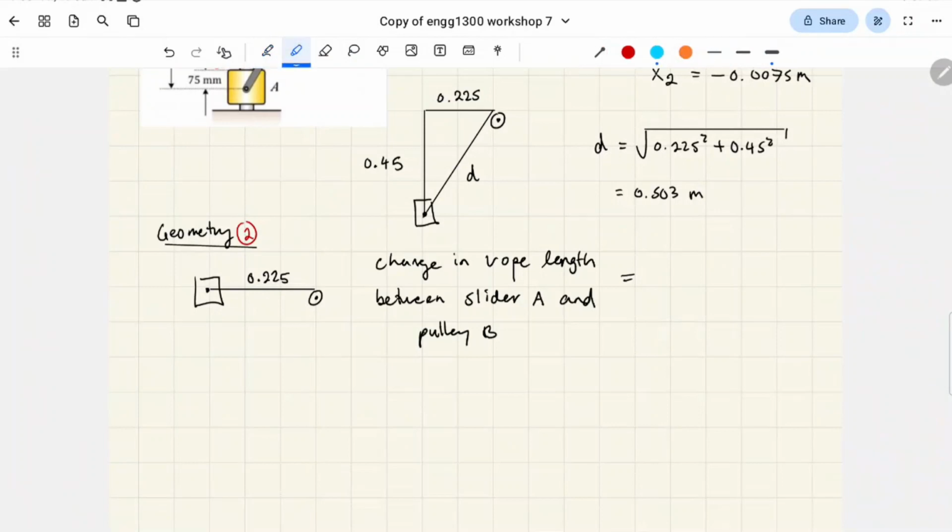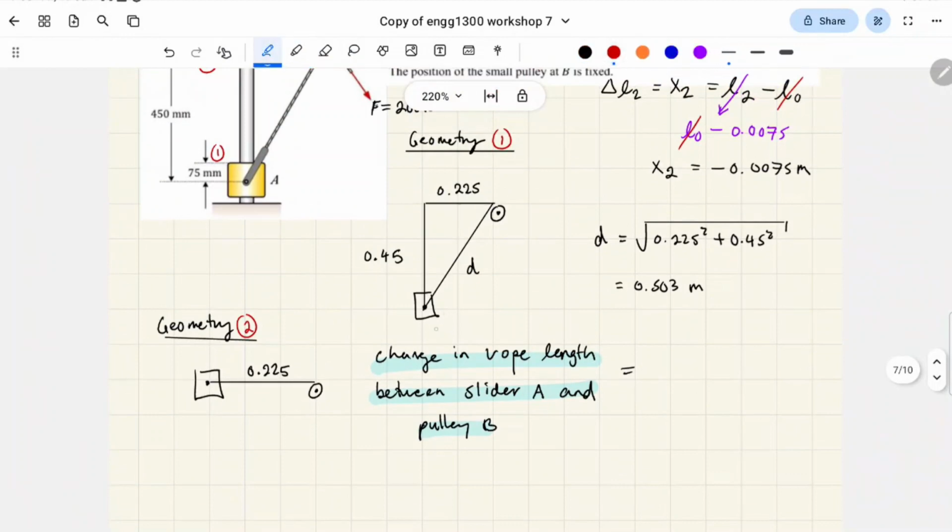Okay. So the change in rope length between slider A and pulley B, what I mean by slider A is this slider here, and pulley B, that's this length, and then it's this length. That change is going to be the final one minus the initial, right? So it actually got shorter. And we know that based on geometry.